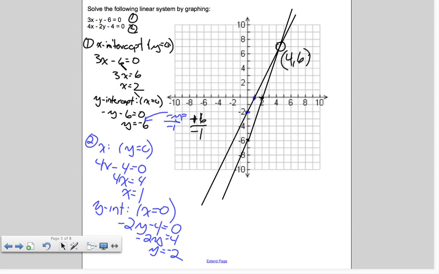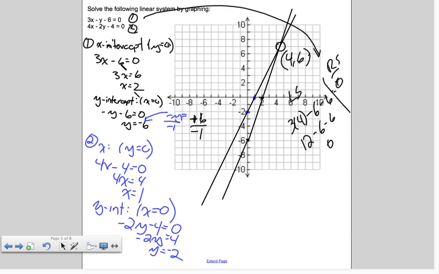Okay, so how can we quickly check for this? We just have to plug 4 comma 6 into one of our equations, or both of them. So 3 times 4 minus 6 is equal to, that's my left-hand side. Right-hand side, that's 0. So that's 12 minus 6 minus 6. Oh wow, so that's 0. Right? So that was for this, I checked over here.